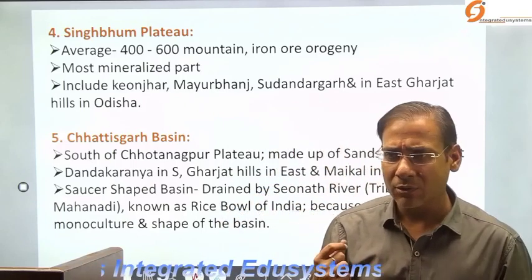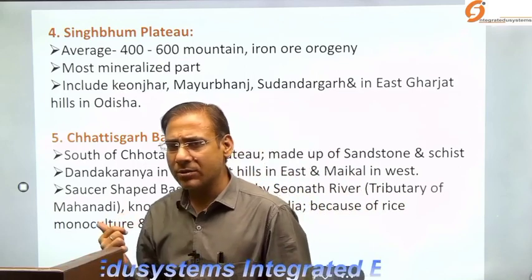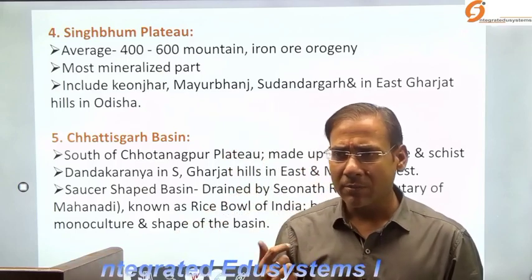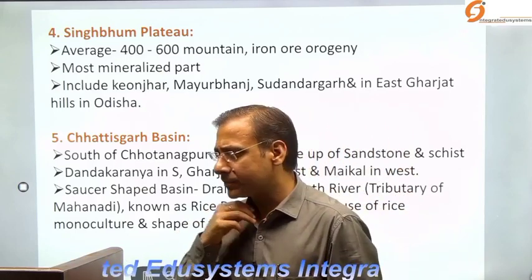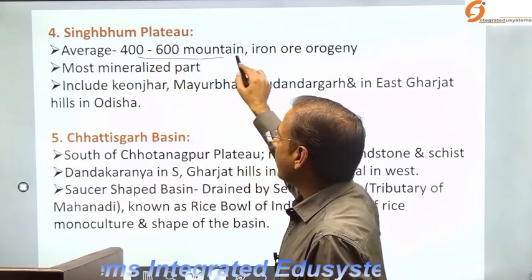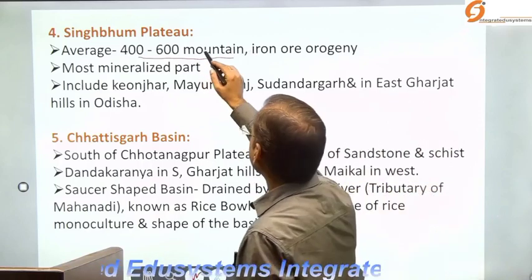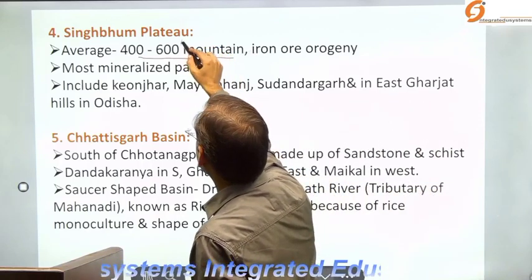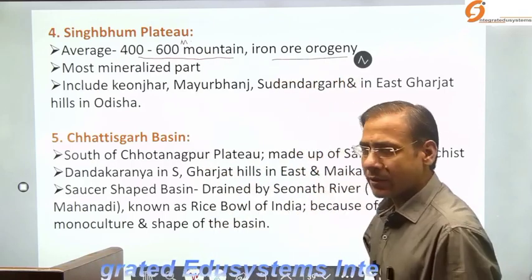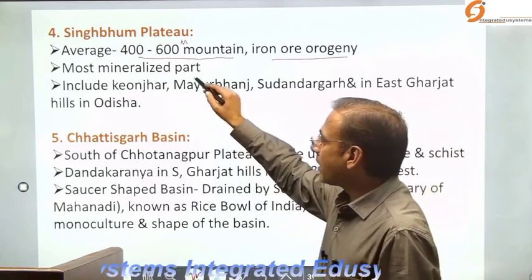जादूगुड़ा माइंस, have you heard about Jaduguda? Okay, so that is present in that region. So the volatile and non-volatile minerals are present in this region. Okay, so average elevation 400 to 600 meters. Iron ore orogeny, so iron is present in this region, and it is the most mineralized part.